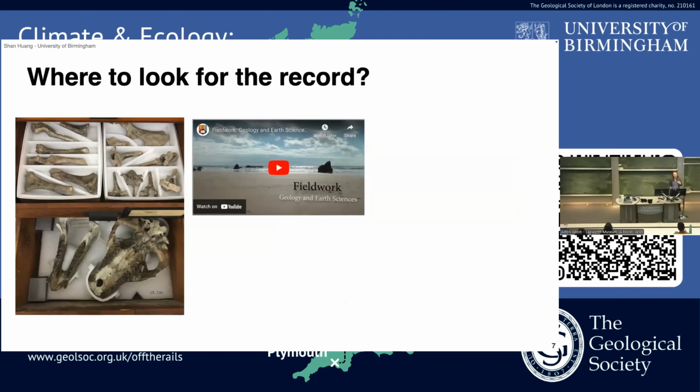So where can we see the fossil record? The most obvious places you might think of are natural history museums and their collections, right? And then also on the beach, you can pick up things.